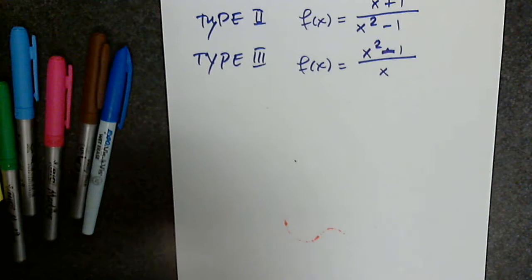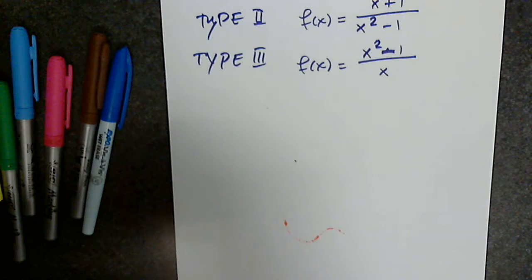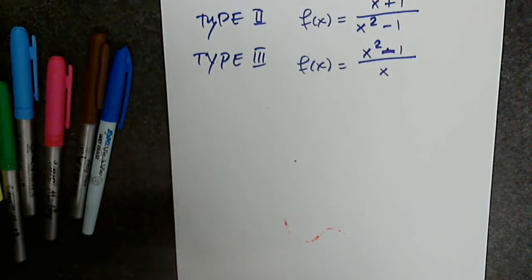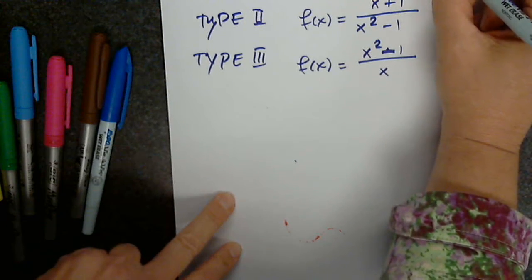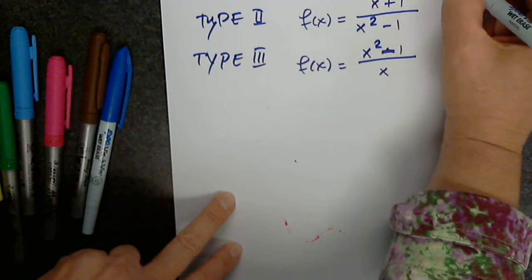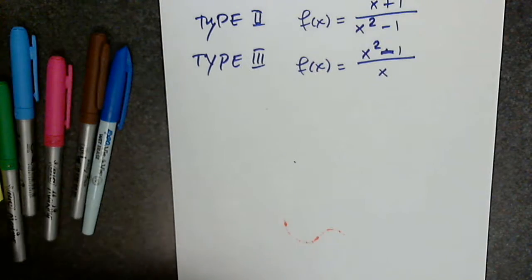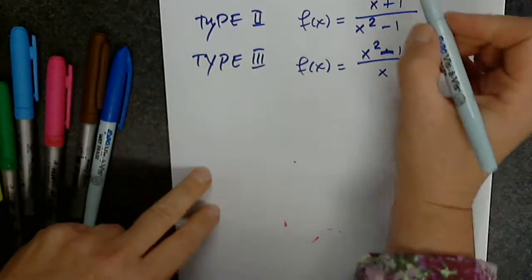Yes, Charles? So in type 2, there's a power in the denominator. Yes. And then in type 3, there's a power in the numerator. In other words, you're saying it's second degree. Okay, good. So here is the main difference between those three. Same degree over same degree. This is a major type of rational functions, a major category. Same degree over same degree. It can be this.